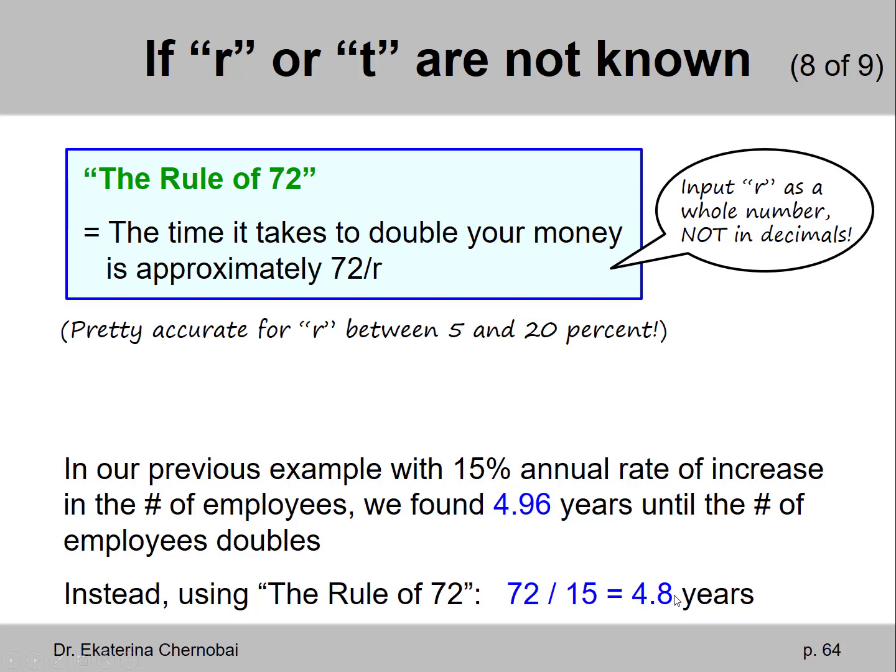See how 4.8 is very close to 4.96 that we got in that problem, which was the correct answer. So we are a little bit off, but pretty close. And this rule of 72 works pretty well for R, the interest rate, between 5 and 20%. Anything below 5 or above 20 makes the difference between this approximate and the correct answers pretty big.